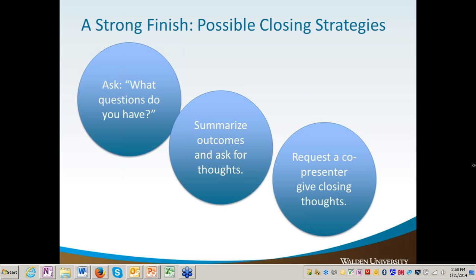So another technique that you might use is to summarize the outcomes of what you covered in your session and ask for any additional thoughts from students. I'd like to ask Michelle, would you demonstrate this technique for the group?